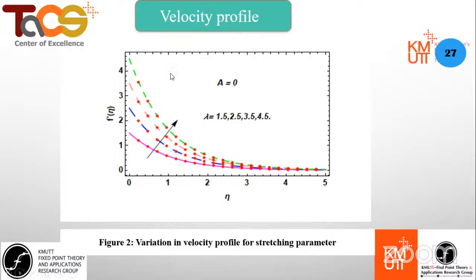Let's start from figure 2. Actually, in the results and discussion section, we show the graphical analysis of the obtained solutions in order to see the impact of each parameter on the fluid flow. So in this section, we will show some graphs which will show us the behavior of different parameters in the flow. Figure 2 is plotted to highlight the impact of the stretching parameter on the velocity, where A equal to 0 shows the no slip condition. If you see the figure, the stretching parameter is a measure of the rate of deformation of a fluid element in a fluid flow. When the stretching parameter is increased, it means that the fluid element is being stretched more.